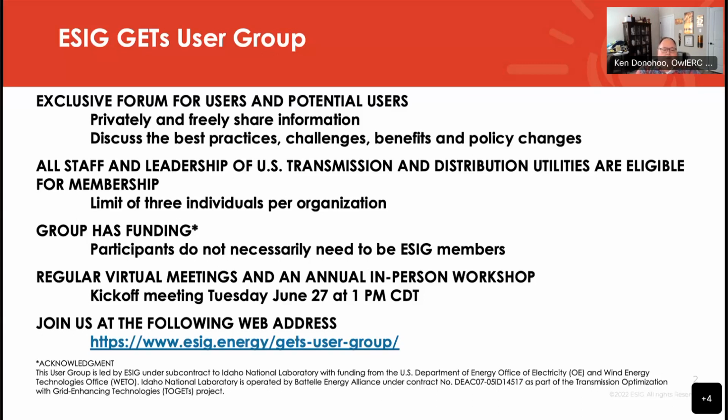And again, it's primarily for staff and leadership of transmission and distribution utilities. They're eligible for membership. We are going to ask to limit 3 individuals per organization. Now, I know one of the first questions is, hey, what about the vendors? What about the consultants? Right now, we're trying to focus on the TDUs. We may invite them into meetings when we want to delve a little bit more into information, but primarily, it's going to be TDUs. And yes, there is application at the distribution level. I think it's going to be very important.